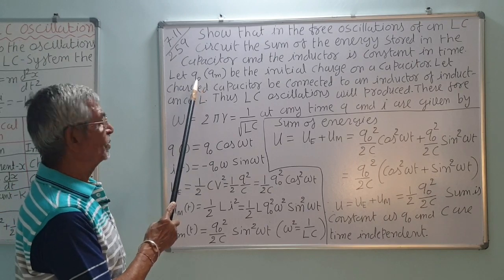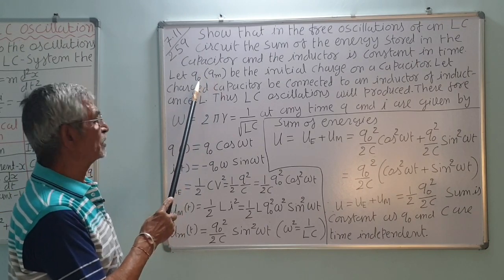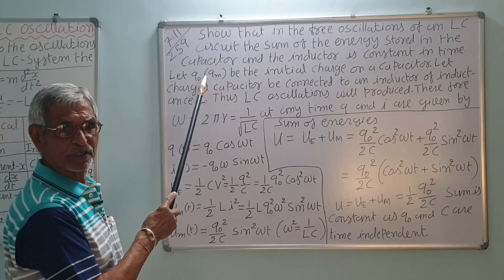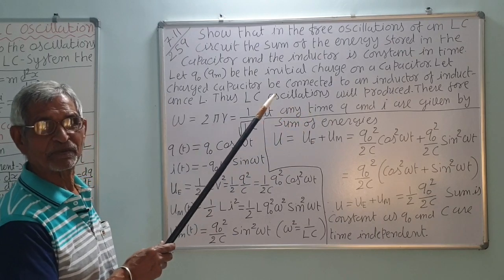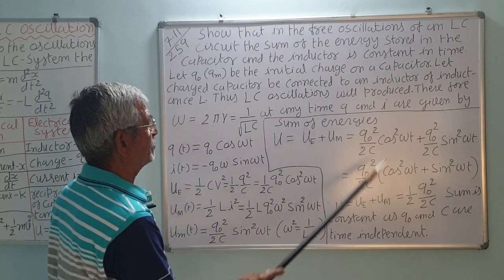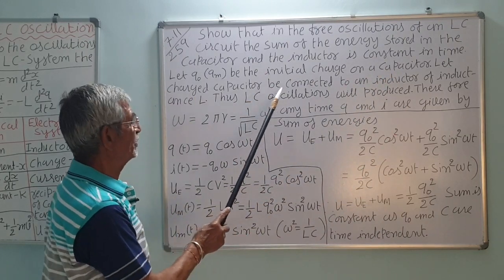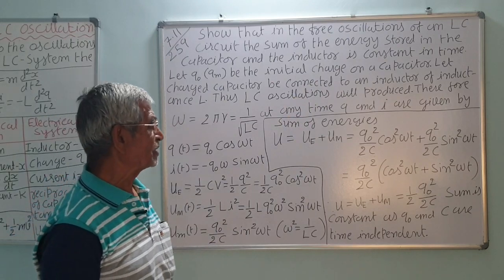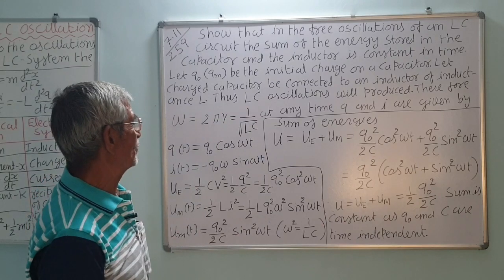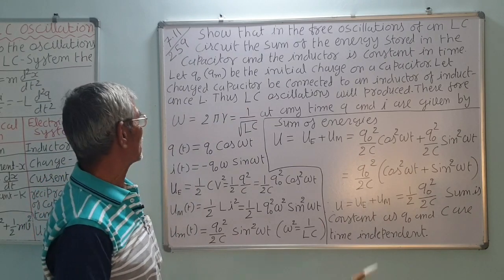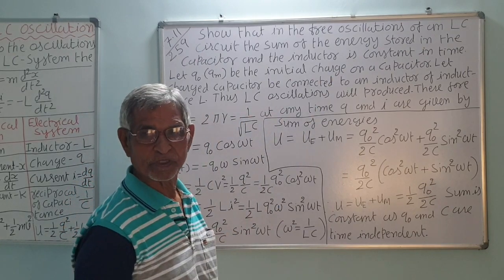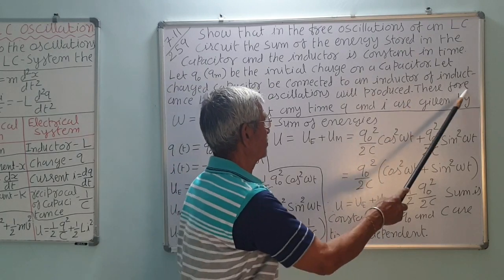Let Q0, actually here it is given in your book as Q0, in some books they use Qm, as I told you, in some books it is given as Q0, that is the maximum charge. Initially, at time t equal to 0, there is charge on the capacitor. Now, when you connect the charged capacitor to an inductor, what will happen? The charge will start reducing and current will increase. Current flows in the circuit. Thus, LC oscillation will be produced, and charge will oscillate harmonically.